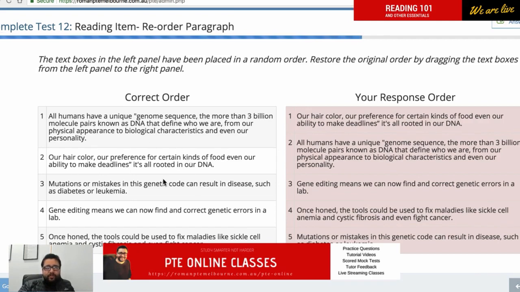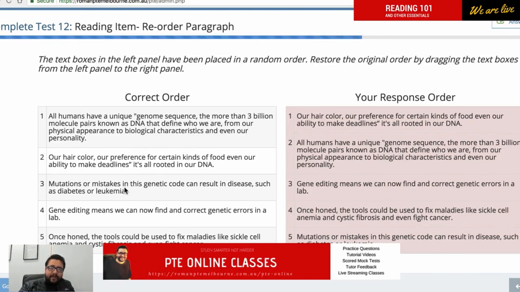It says it's all rooted in our DNA, and the third one says mutations or mistakes in this genetic code. So which genetic code they are talking about? The genome sequence. They're talking about the genome sequence. The genome sequence is the one they are trying to refer to by saying genetic code, this genetic code. By the way, whenever you see this plus something in a sentence, remember that is referring to something that came before it. Now, in these two sentences, they are talking about the genetic code, which can determine our behavior, our personality, our physical appearance, and so on.